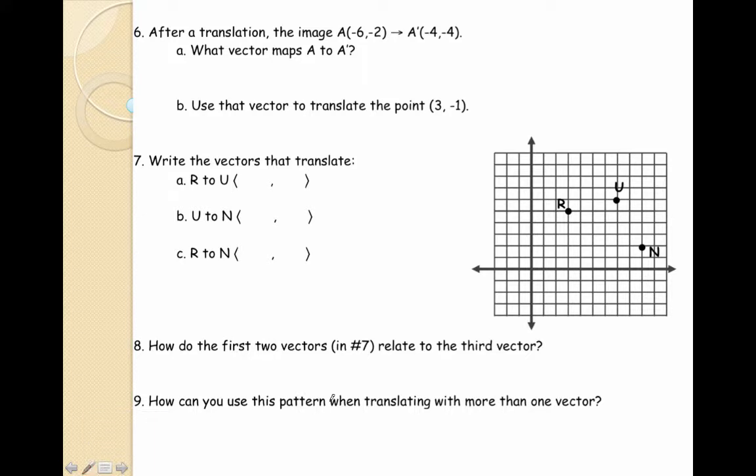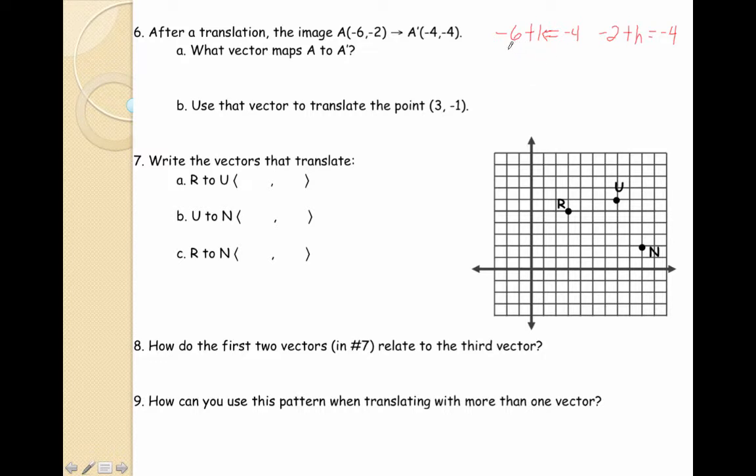So now, instead of saying, here's a point, where does it go when it's translated, we're given where it was translated to. So negative 6 moved to negative 4, and negative 2 moved also to negative 4. So negative 6 plus some value led to negative 4, and negative 2 plus some other value led to negative 4. If I solve for these, I've solved for the vector. So the question is basically, what did I have to add to negative 6 to get to negative 4?